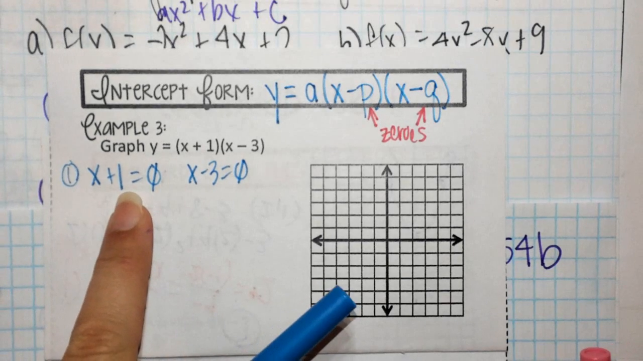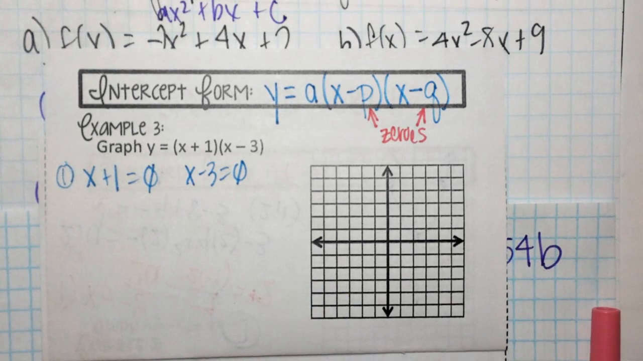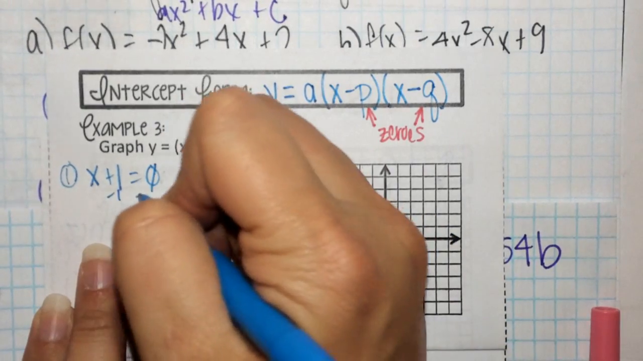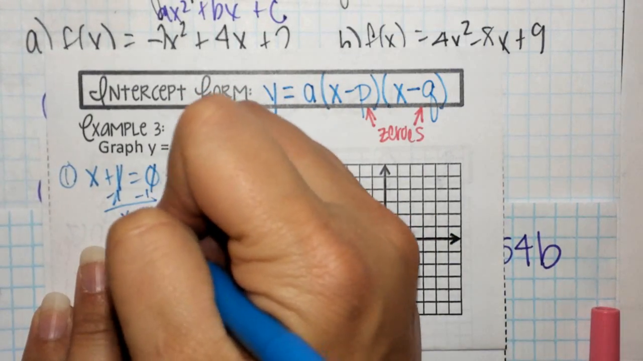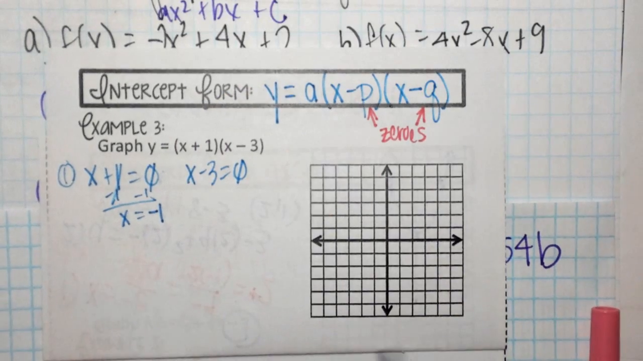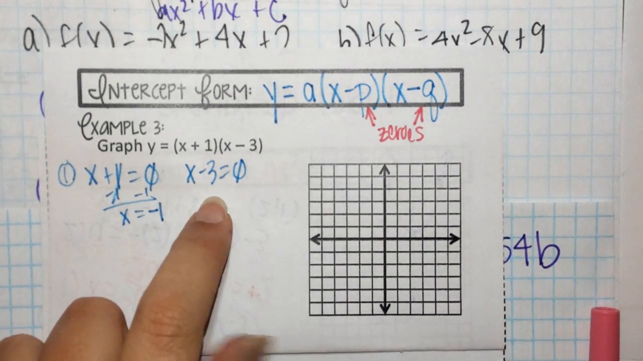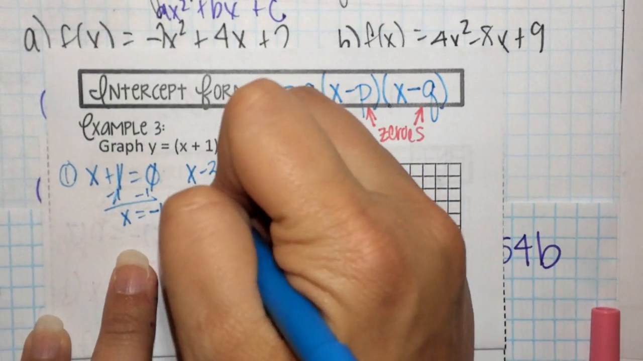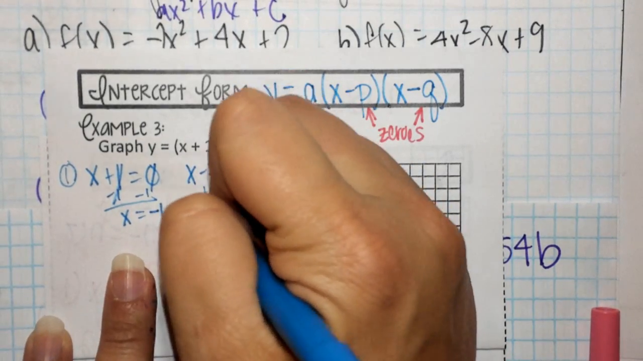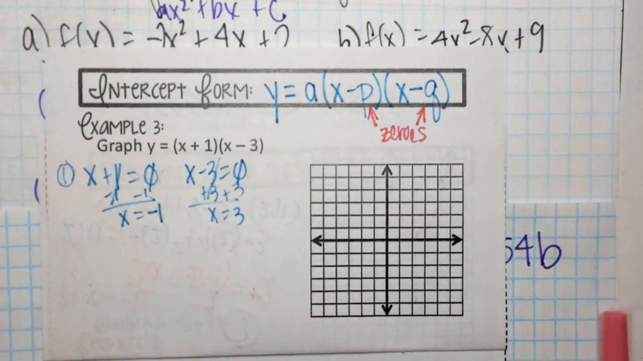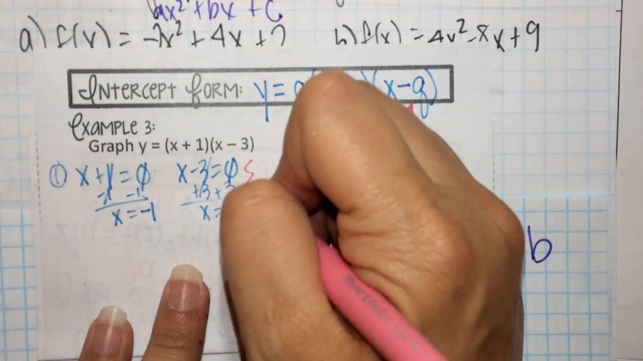So how would we solve this one for x? Subtract 1. You would subtract 1 from both sides, and you get x equals negative 1. That's our first 0. What would you do over here? Add 3. So x equals 3. That's our second 0. So the first step is solve for x.